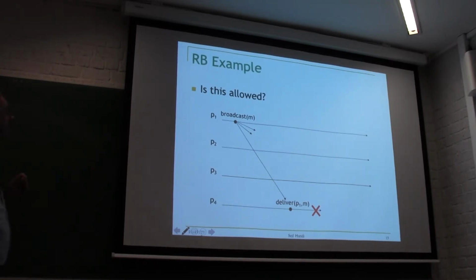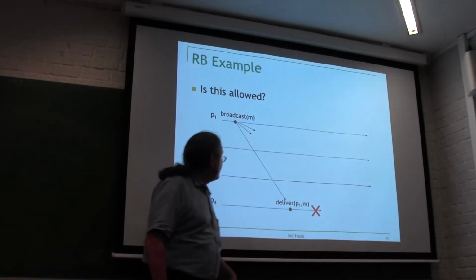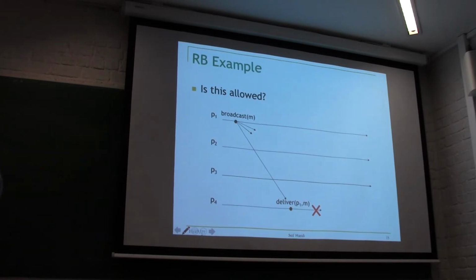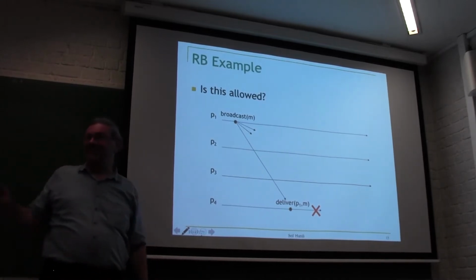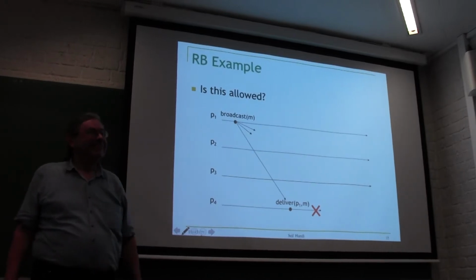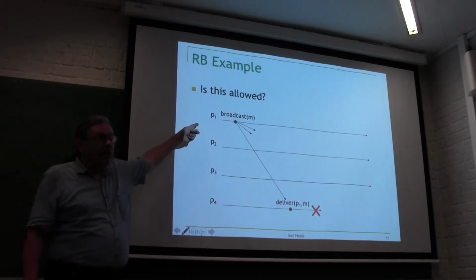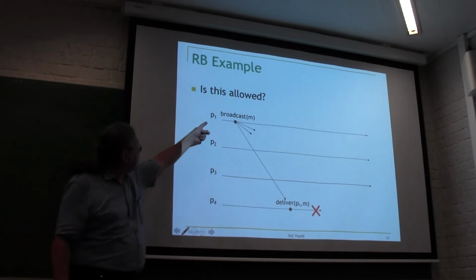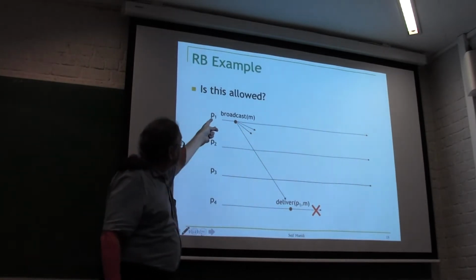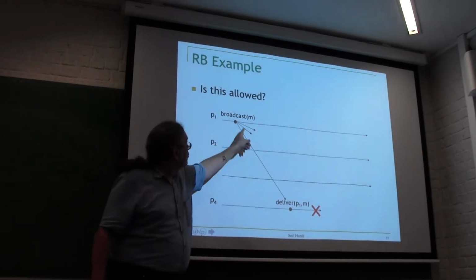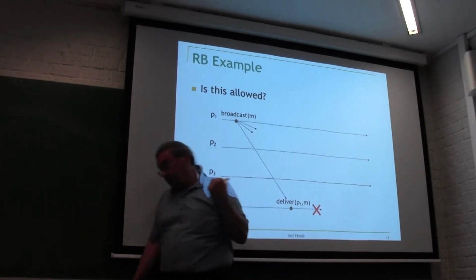Now P1 again broadcasts, but now P1 does not crash. But P4 still delivers and then crashes. Is this a correct reliable broadcast? I know there are a few smart guys who will understand, but what about the others? Yeah? No, it's not allowed because P1 doesn't deliver to itself. P1 is correct, and the first condition says that a correct node, when it broadcasts, must deliver to itself. And it's not doing that. No deliver here. So this is an incorrect reliable broadcast.